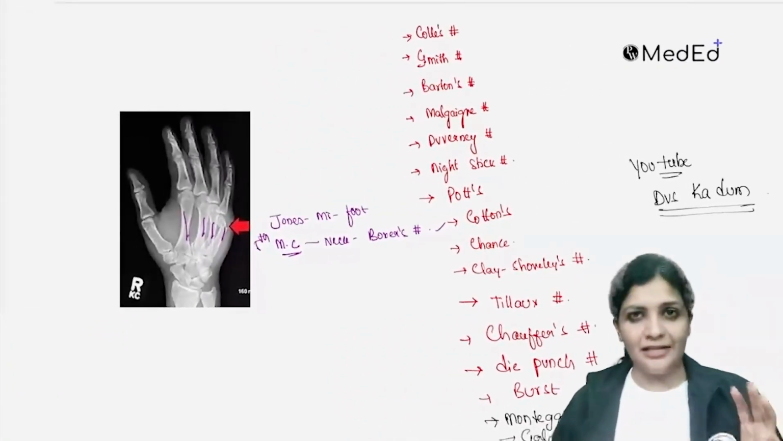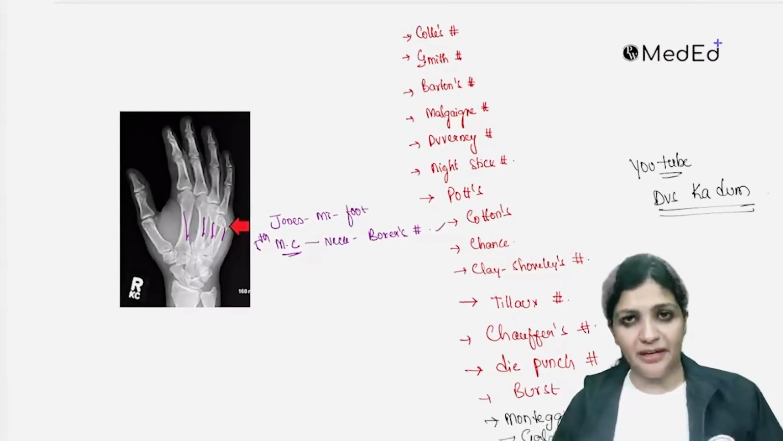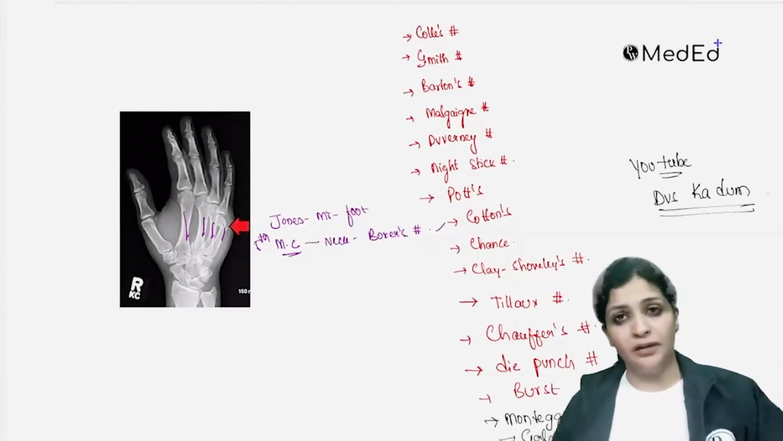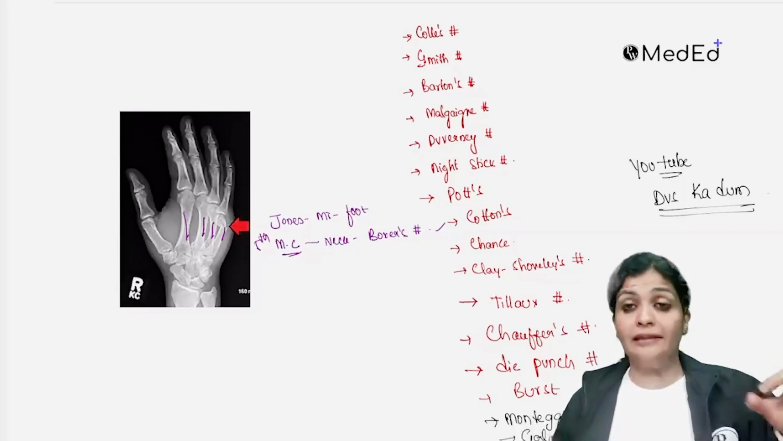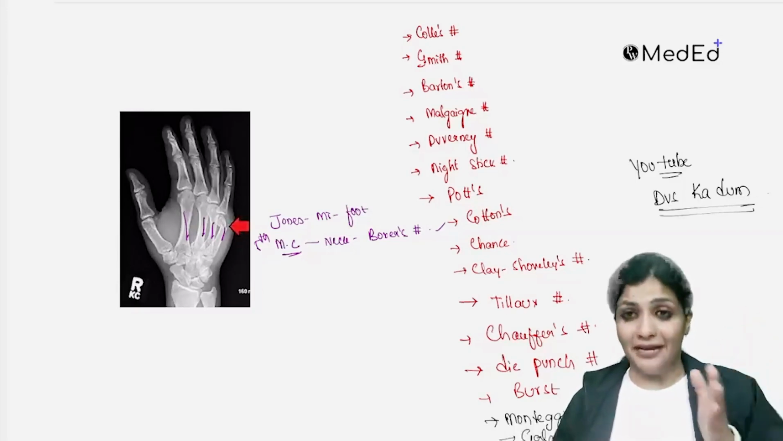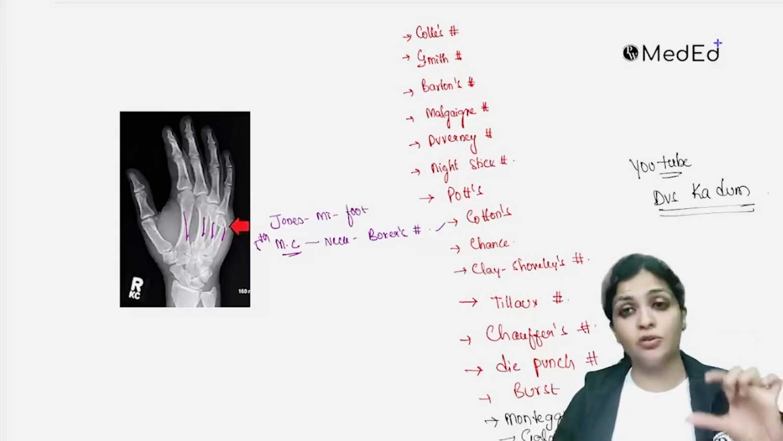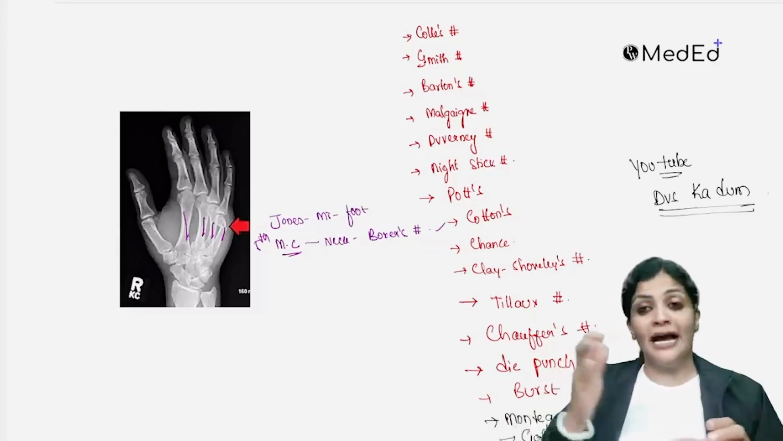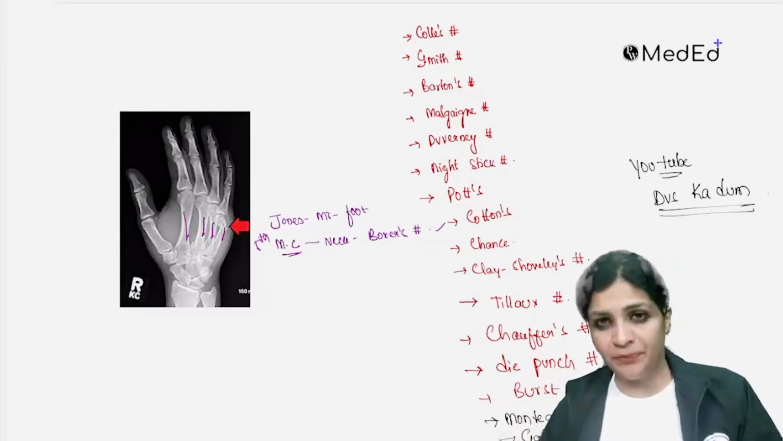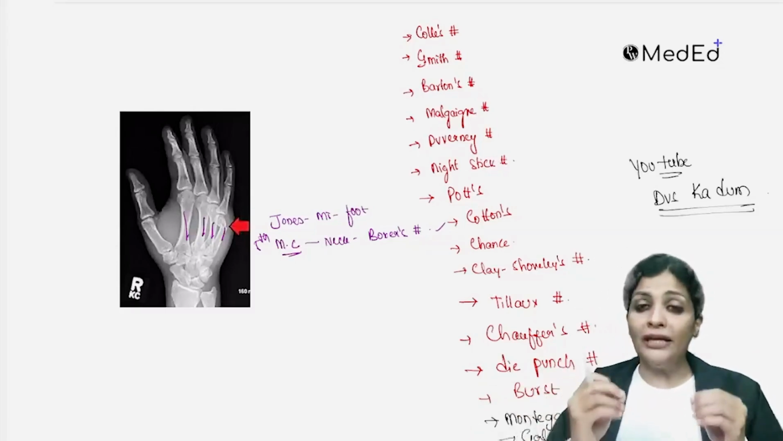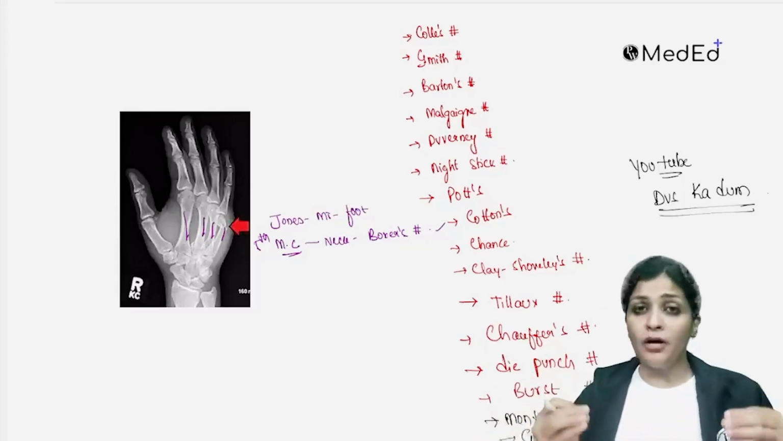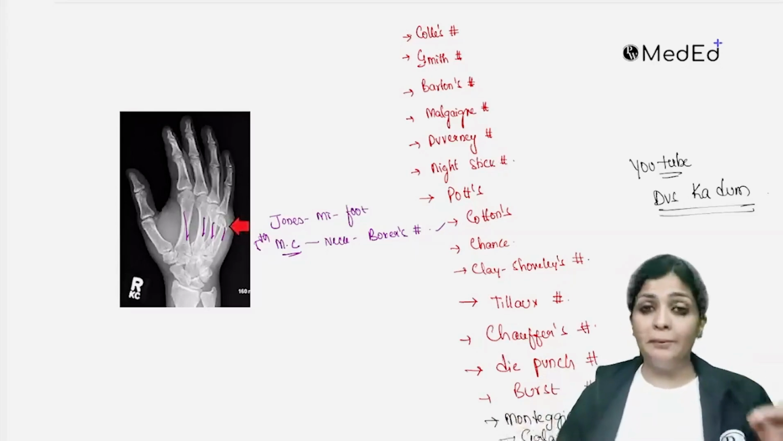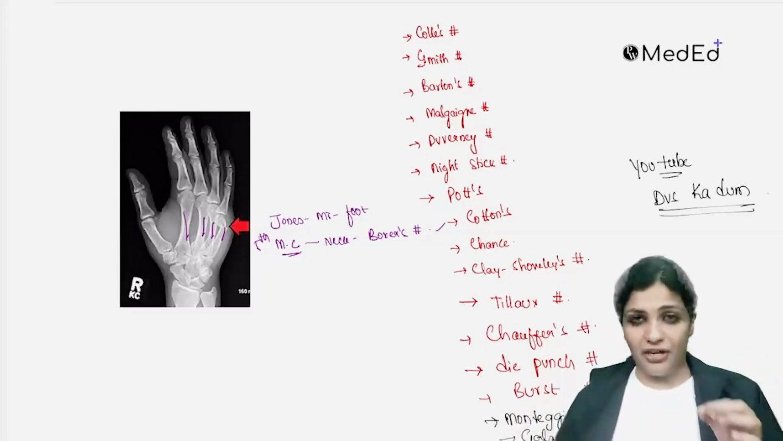Colles is a distal radius fracture with dorsal displacement. Smith is a distal radius fracture with ventral displacement. Barton's is an intra-articular distal radius fracture. Malgaigne's is a pelvic fracture where the ring is disturbed on the ipsilateral side, so anterior and posterior fractures on the same side. Duverney's is an isolated iliac wing fracture. Then what is a nightstick fracture? An isolated ulna shaft fracture is a nightstick fracture. Pott's and Cotton's are related to the ankle. Bimalleolar fracture is Pott's. Trimalleolar fracture is Cotton's.